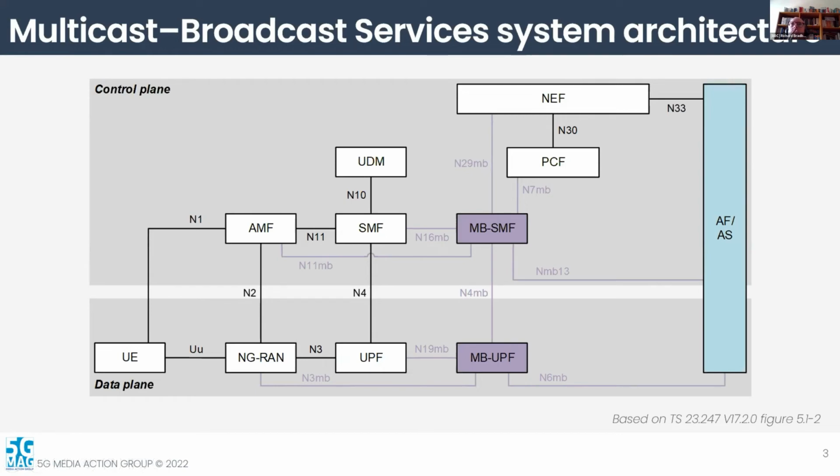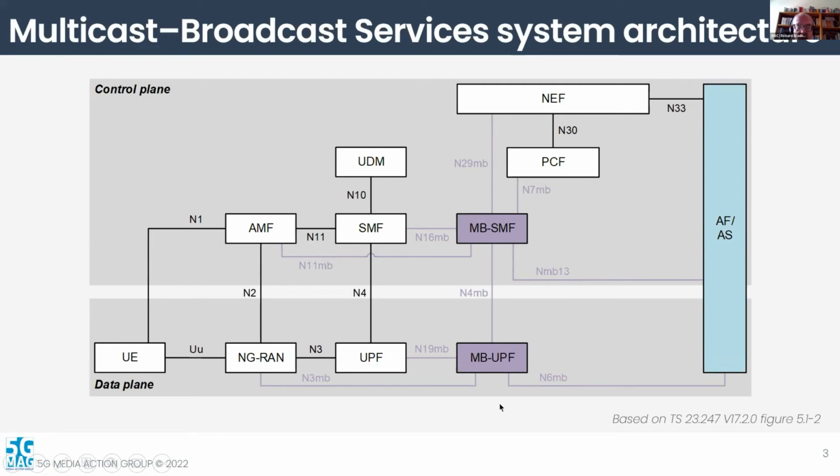So the service management function is concerned with managing the allocation of resources to multicast in the system, whereas the user plane function is dedicated to dealing with the actual data packets and sending them. And an application function or application service can make use of those directly. So SA2 has defined these two interfaces, the NMB13 interface, this reference point here, for controlling things, and the N6MB reference point for injecting packets.